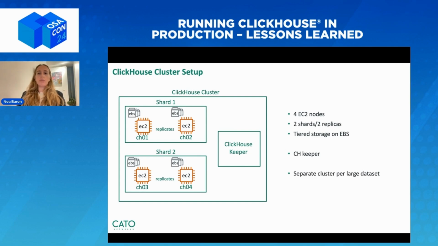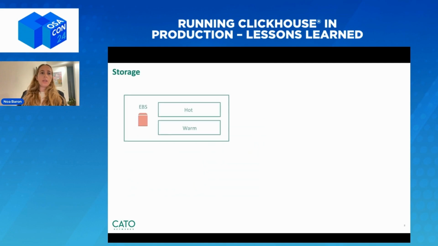We currently have one separate cluster for each large dataset, and a single shared cluster for all of our other smaller datasets. So a total of currently 3 ClickHouse clusters, which we self-manage. In terms of storage, initially we started with tiered storage on EBS.